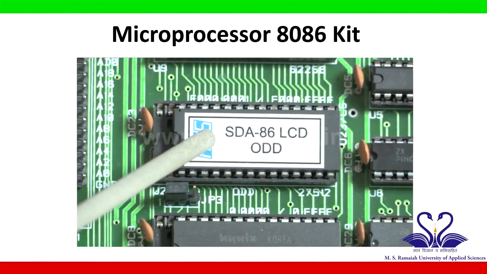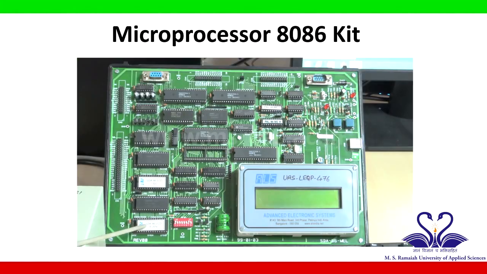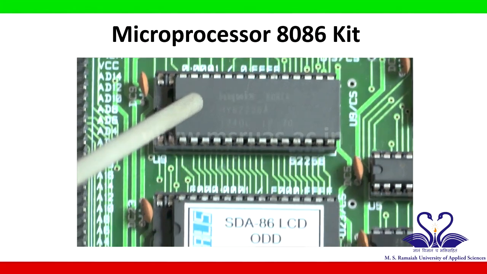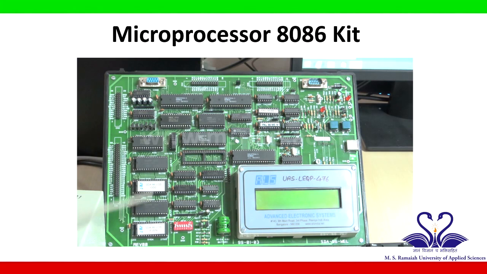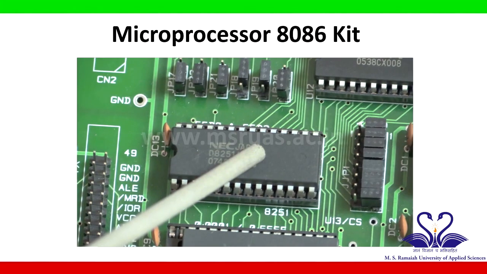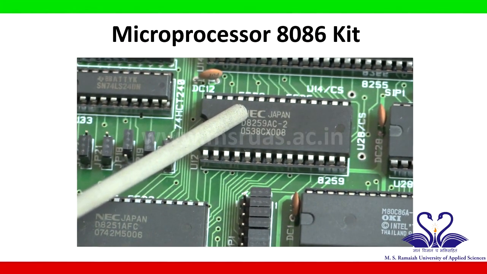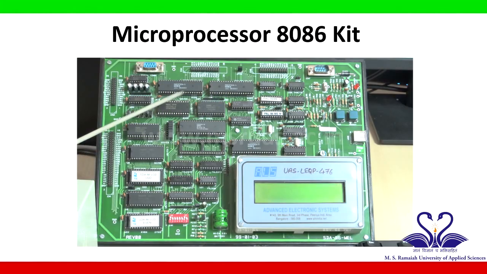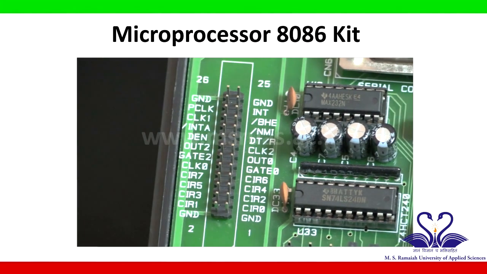Looking into the memory section, it has odd bank and even bank of ROM, and it has 32 kilobytes of RAM and 32 kilobytes of ROM. Totally it has 64 kilobytes. 8251 IC is for serial communication, 8259 IC is for interrupt, and 8253 IC is for timer. The pins of timer and the interrupt are brought out here for external connection.